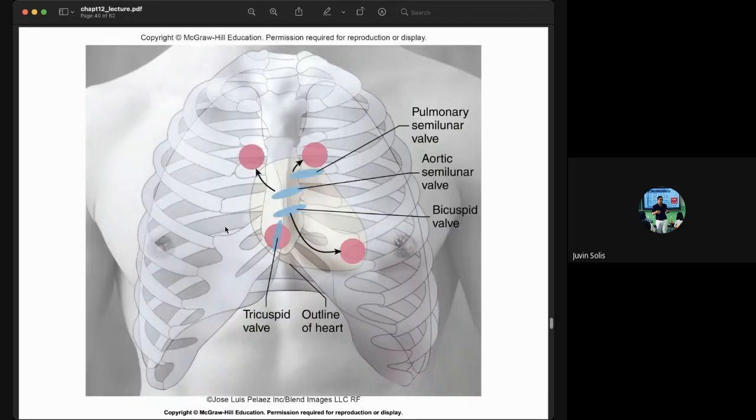Okay? And saan nyo yung ilalagay here in order for you to hear properly? So we have here your pulmonary semilunar valve on this part of the chest. This is your aortic, this is your bicuspid, and this is your tricuspid. So if you're going to place the diaphragm of your stethoscope here, you can hear sounds. Okay, you can try this one later on after our class.